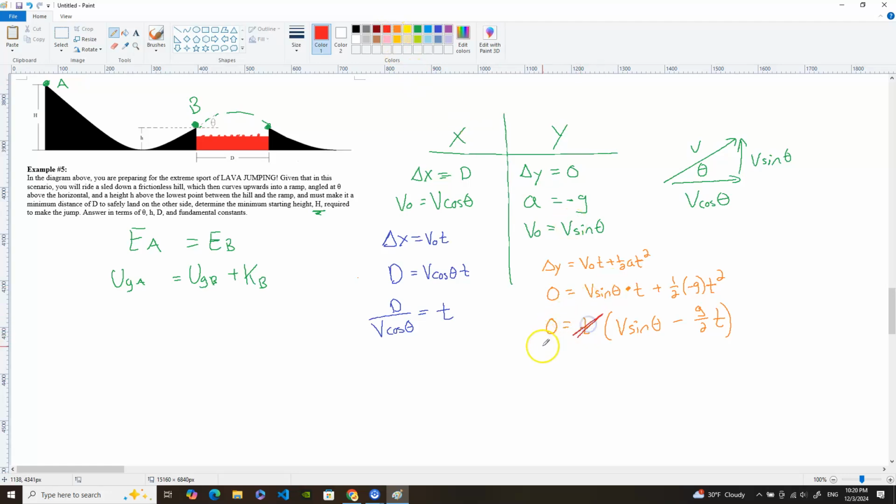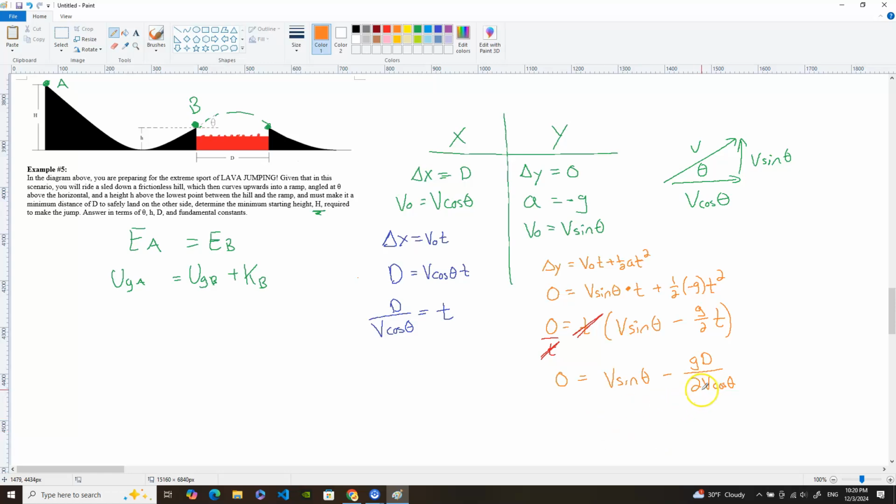I can divide both sides by t, because 0 divided by t is still 0. So 0 equals v sine theta minus, if I plug in t, it'll be g d over 2v cosine theta. And my goal is going to be to figure out what is v.